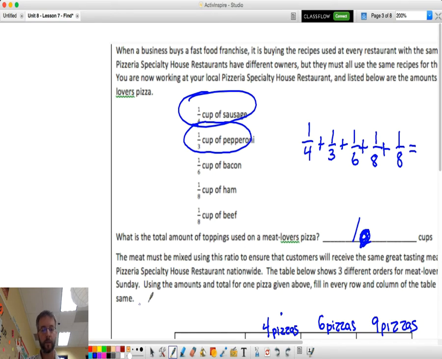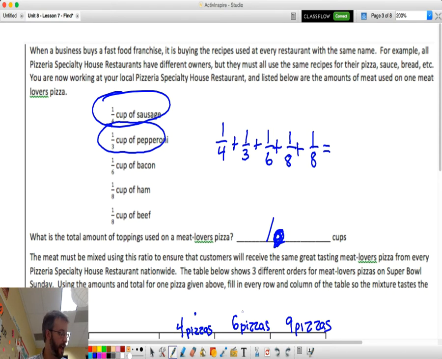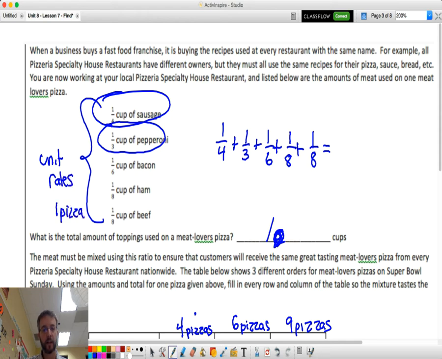Basically, the lesson summary today is to find missing values in a ratio table where the total's given, you have to find the unit rate. Here, all of these were unit rates because they told us how much was used on one pizza. Once you know the unit rate, you can determine the unit rate from the ratio of the two given quantities and use it to find missing quantities in each equivalent ratio.